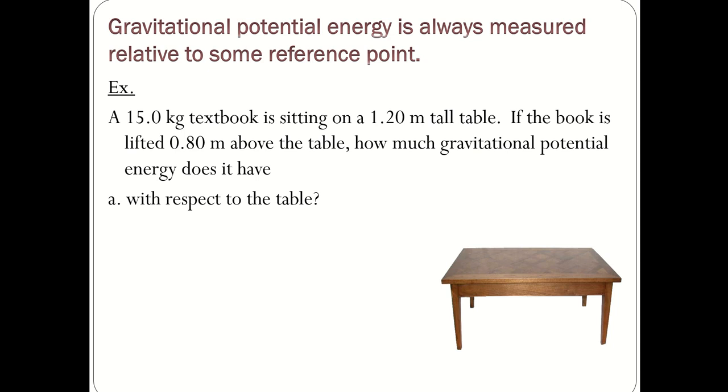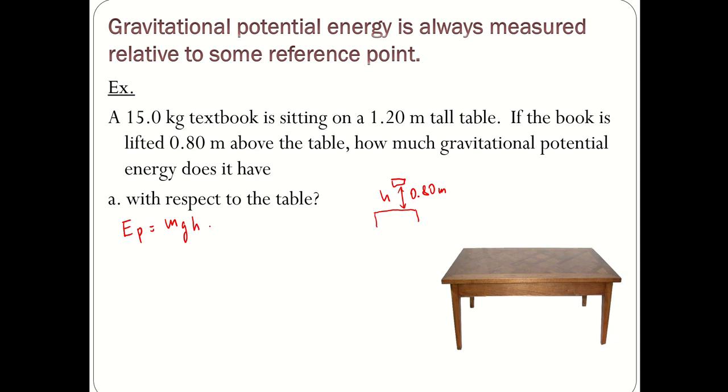So in this case, we're going to make a little diagram here on the side. So let's say we have our table right here, right? And we know that this distance is going to be 0.80 meters, right? And here's our textbook. So in this case, our H value is going to be 0.8, right? So we're going to use the potential energy equation, E subscript P equal to M for mass, G for acceleration due to gravity, and height.